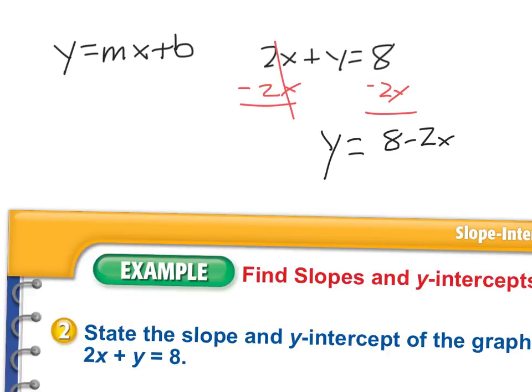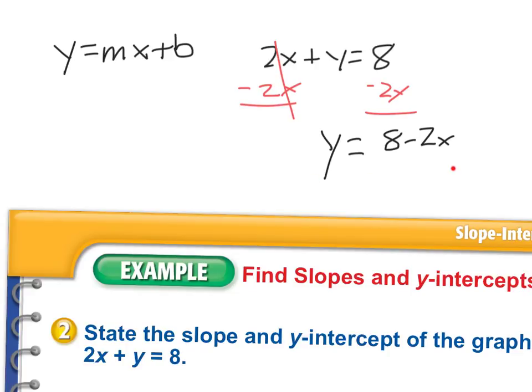No. Those numbers are not like terms. Remember, when you're adding or subtracting, they have to either both have an x or not have an x. So I can't combine them. So that's as simple as that gets. Now then, is this slope-intercept form?